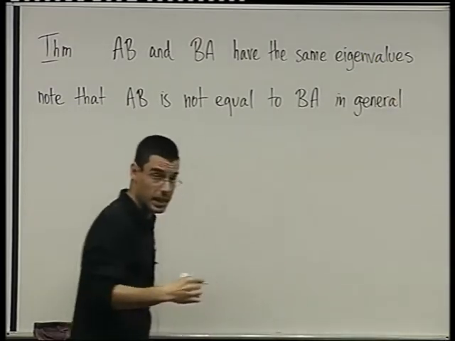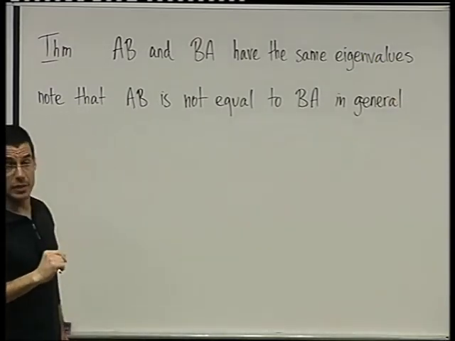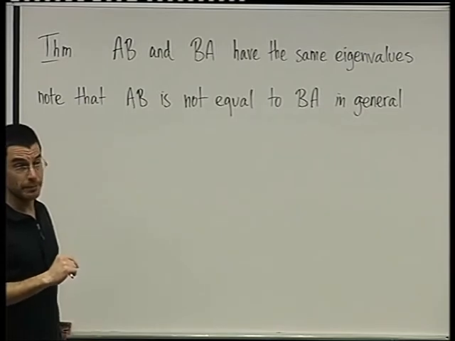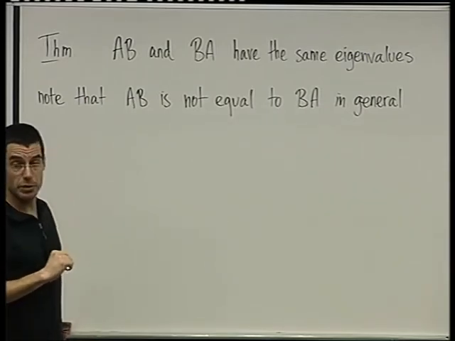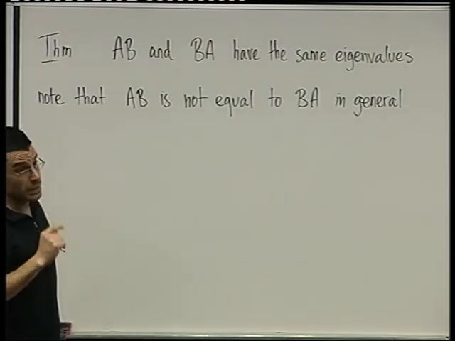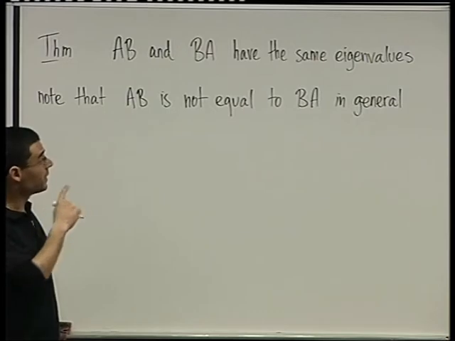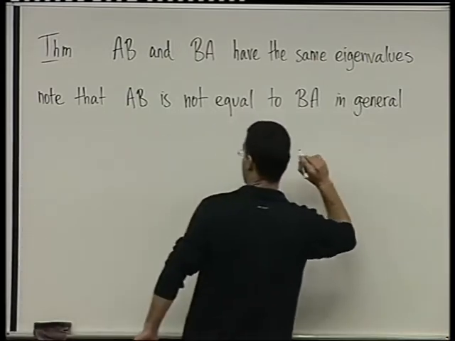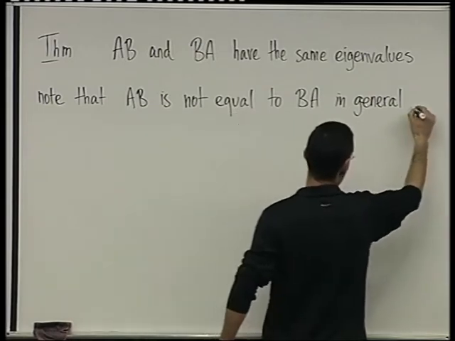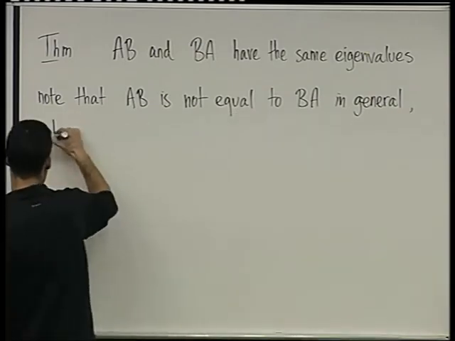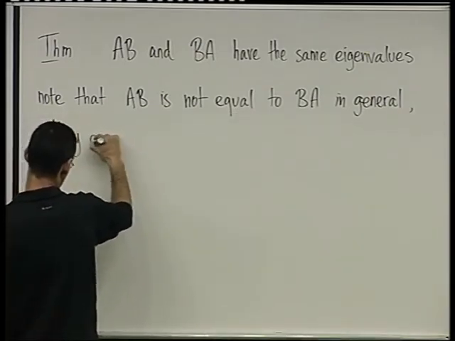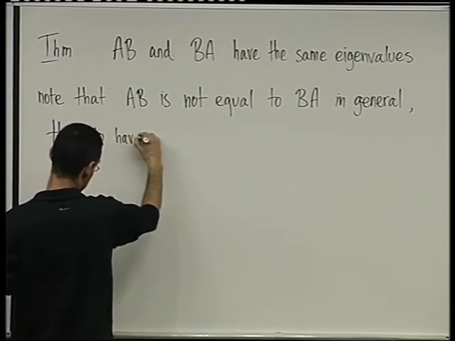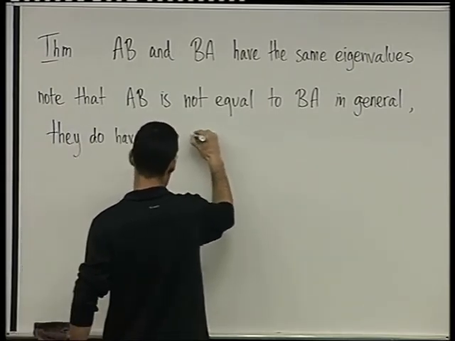That's rarely the case. But what properties do they have in common always that we've seen already? Right, they have the same determinant. The same rank? Nope. Right? One can be 0 and the other can be, right? So AB is not equal to BA in general. They do have the same determinant.